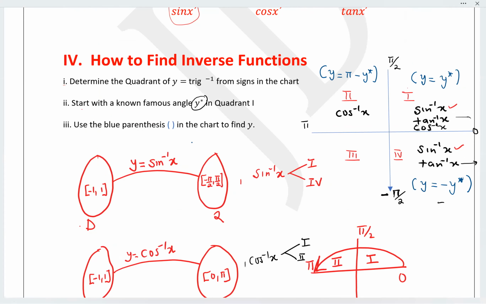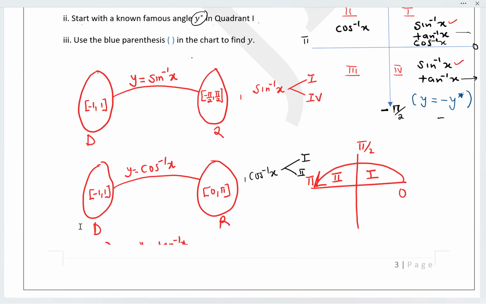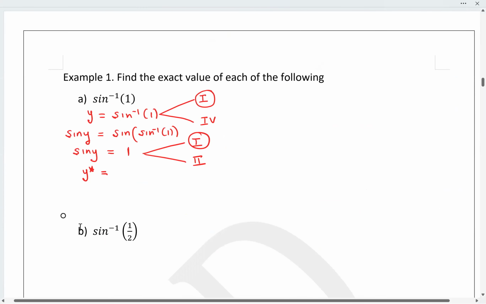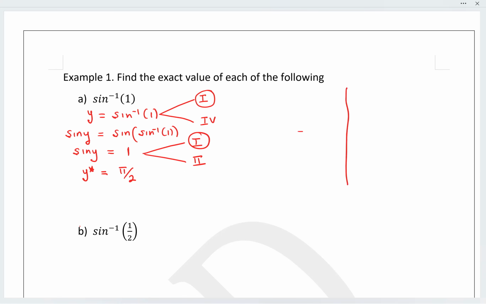It says start with the known famous angle y star in quadrant 1, right? So just think of an angle in the first quadrant whose sine is 1. That angle is going to be 90, which is pi over 2. But here we already said we are in the first quadrant. So let me just remind us of the chart again. How does the chart look like? It looks like this.